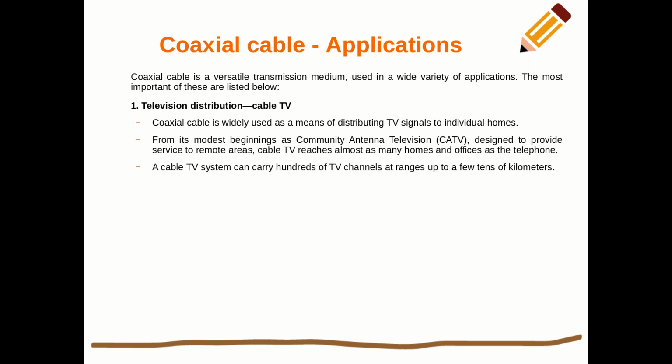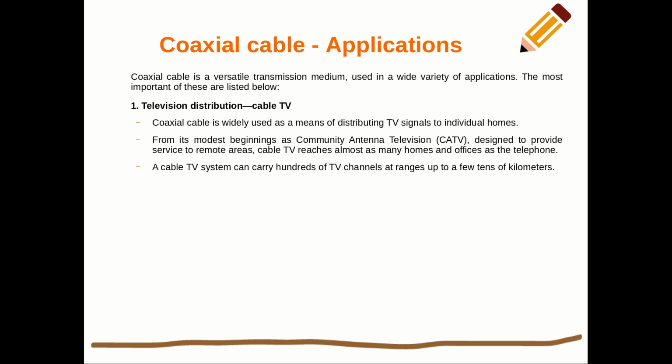The community antenna television was designed to provide service to remote areas, and from that point onwards, cable TV, in its current scenario, reaches almost as many homes, locations and offices as the telephone. So just like the telephone, now we can see cable TV everywhere. That much extended use we have right now for the coaxial cable.